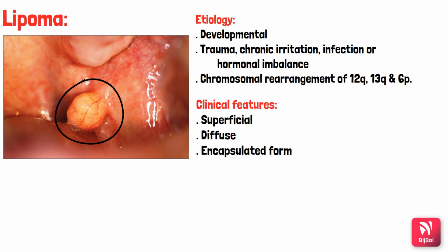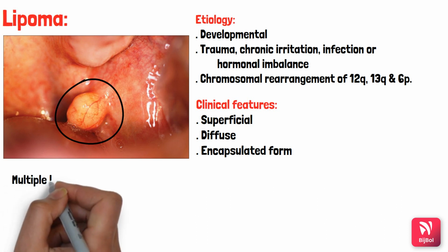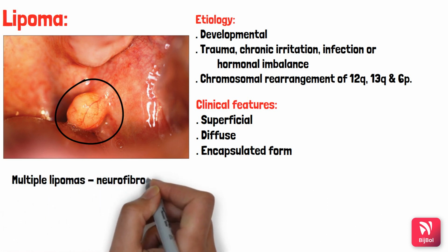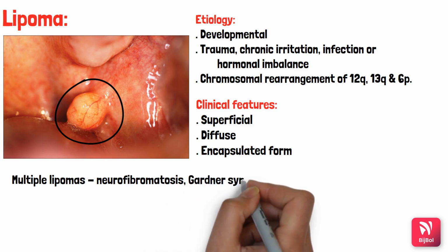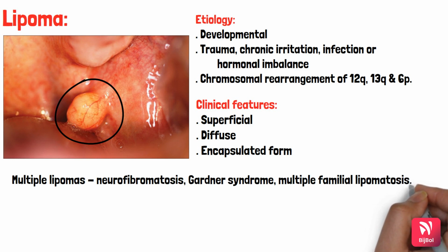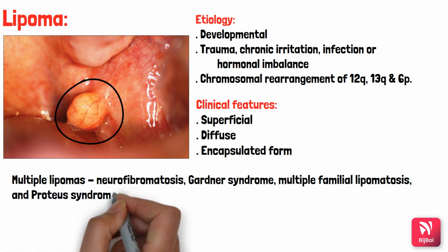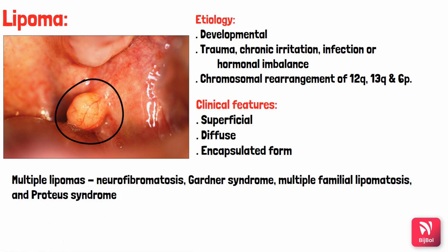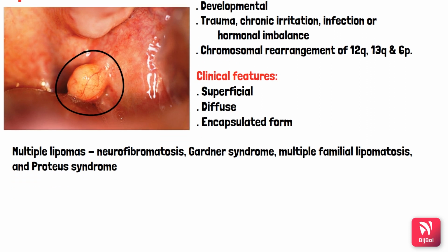This is about the superficial lesion, whereas diffuse lesions present more like a cystic lesion, because they are present underneath the tissue. So this is about a single lipoma. Sometimes multiple lipomas are present, associated with conditions like neurofibromatosis, Gardner syndrome, multiple familial lipomatosis, and Proteus syndrome. So this is about clinical.